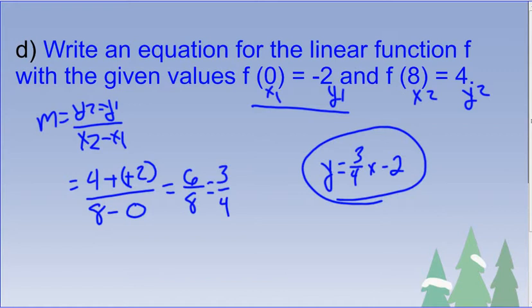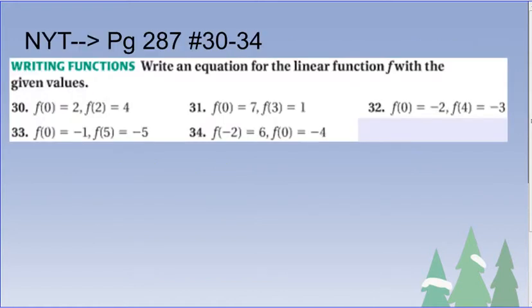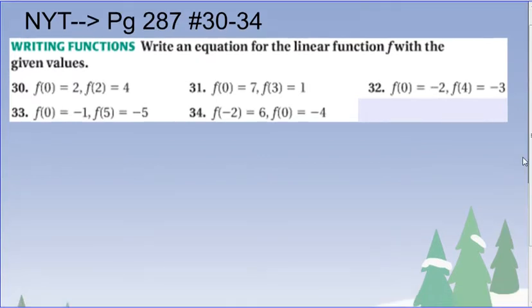Okay, the next couple questions come from the textbook. They come from page 287, numbers 30 through 34. This is just 5 more practice problems of the same thing we've just been doing. When you finish this, we're done for the day. So get these 5 done. Pause the video, do them on your own. You're writing the equation of the line in slope-intercept form. When you're ready, hit play, and we'll go through them together.